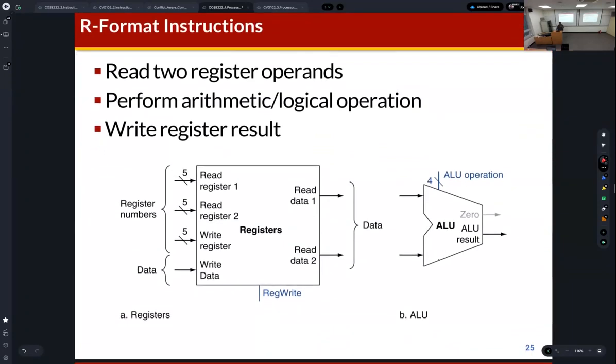Okay, then let's learn about the register read. Let's think about the R-type instruction, for example, add x1, x2, x3. R-type instructions require 3 register operands, right?